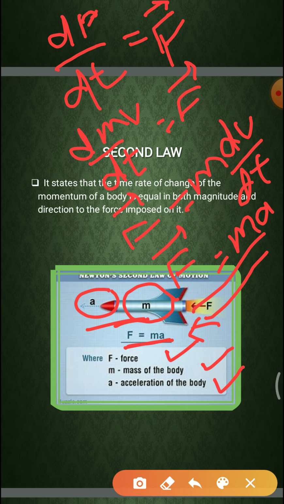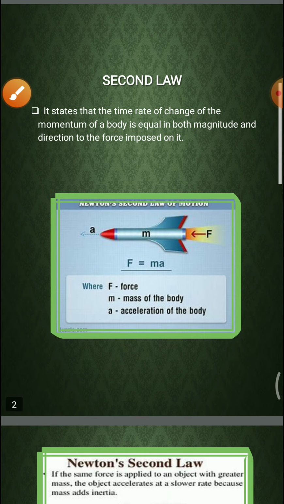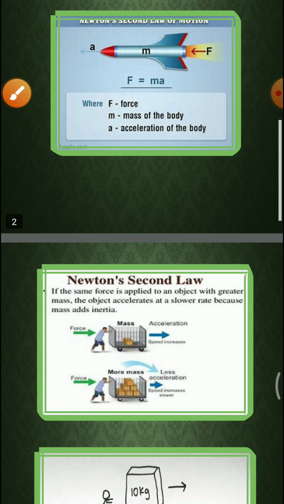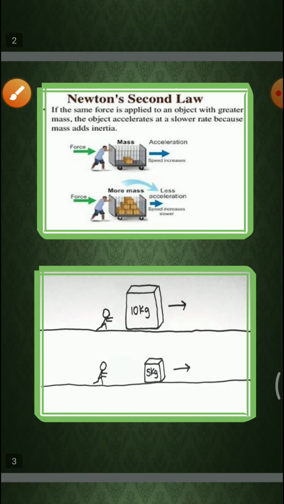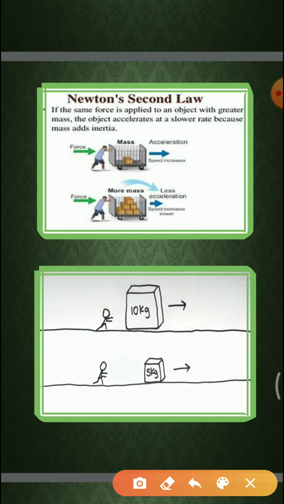Now, let us consider an example. If the same force is applied to an object with a greater mass, the object accelerates at a slower rate because mass adds inertia. Here we are saying that F is equal to m into a. This is our second law of motion.